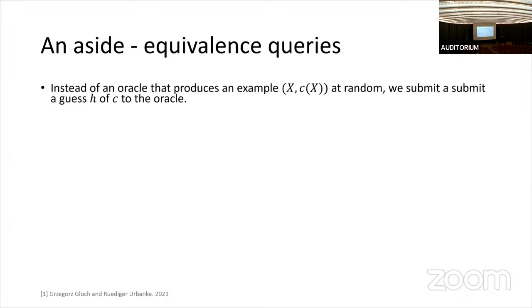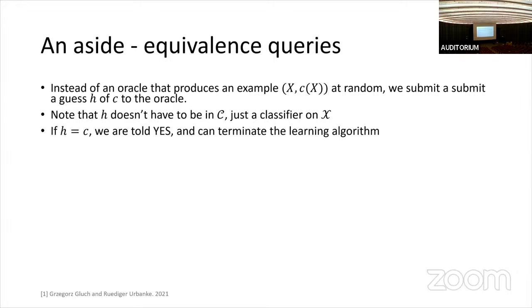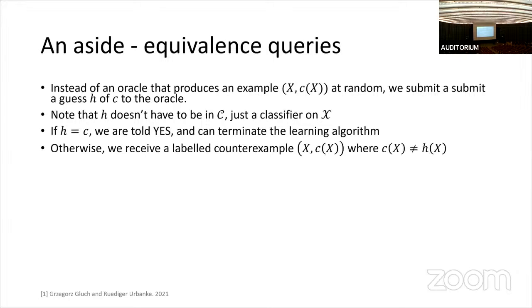So an equivalence query is an alternative access model for classical PAC learning. Instead of receiving a random labeled example, you get to submit what you think the underlying function is to the oracle. The thing that you submit doesn't actually have to be in the concept class. It's just some classifier. If you get the right answer, the oracle just says yes, and you can stop your learning algorithm because you have the right answer. Otherwise, you're told, here's a place where you're wrong. So you get given an x, c of x, importantly, where it's different from your guess. You can study this in the adversarial setting, where the oracle gets to pick this counterexample to be as unhelpful as possible.